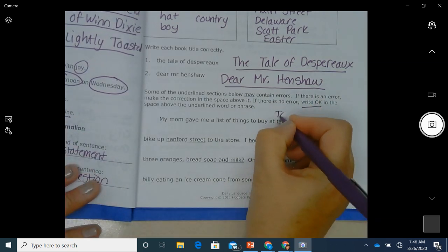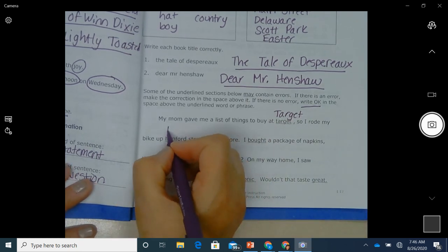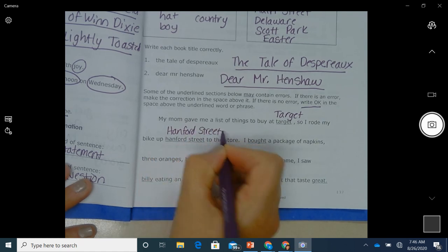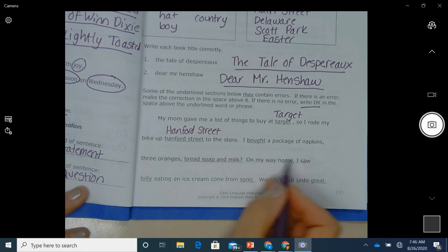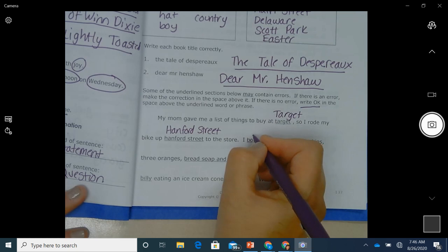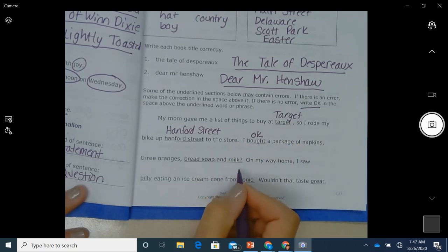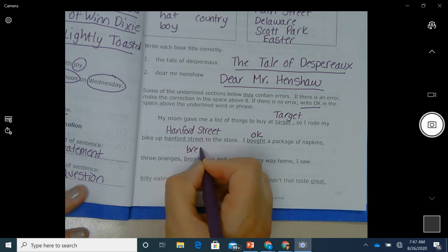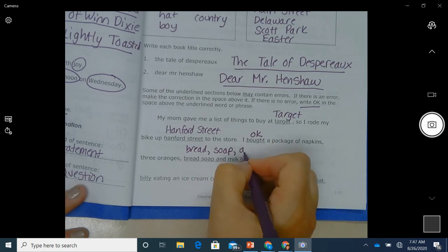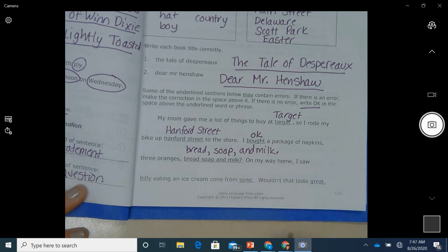So my mom gave me a list of things to buy at Target. Well, Target's the name of the store, so it has to be capitalized. So I rode my bike up Hanford Street. That has to be capitalized because it's a street. To the store. I bought a package of napkins, 3 oranges, bread, soap, and milk. Well, bought is okay because it's spelled correctly, doesn't need to be capitalized. But bread, soap, and milk need some commas, because I'm listing things. You actually do a comma after soap, and milk. And it's not a question mark, it's just a period.